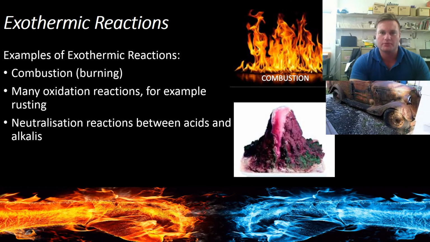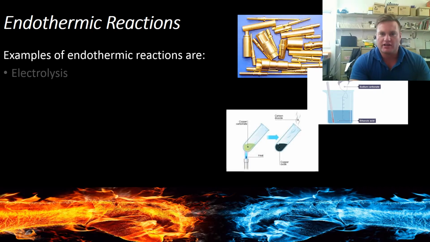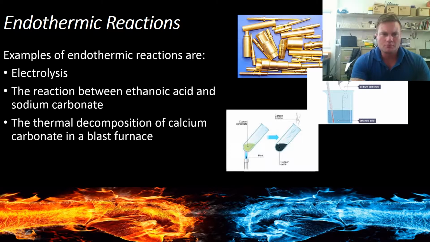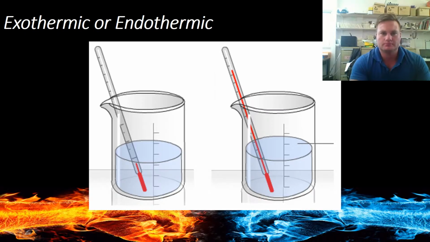Some of our exothermic examples are things like combustion or burning, oxidizing, such as rusting, and neutralization reactions, which I had a look at in class, such as our volcano. Endothermic reactions are things like electrolysis, so when they copper plate or gold plate a metal. Reactions between an acid and a carbonate, which can drop the temperature. And when things decompose, such as the experiment with the calcium carbonate, copper carbonate and carbon dioxide being produced, it requires heat initially to get the reaction to happen.